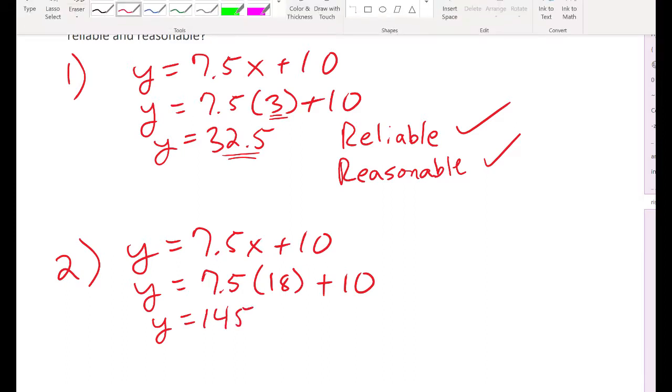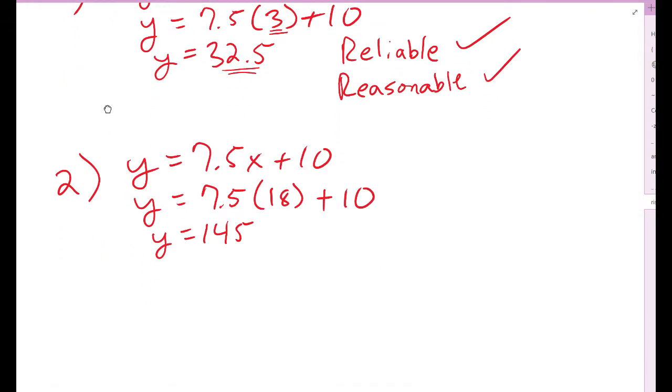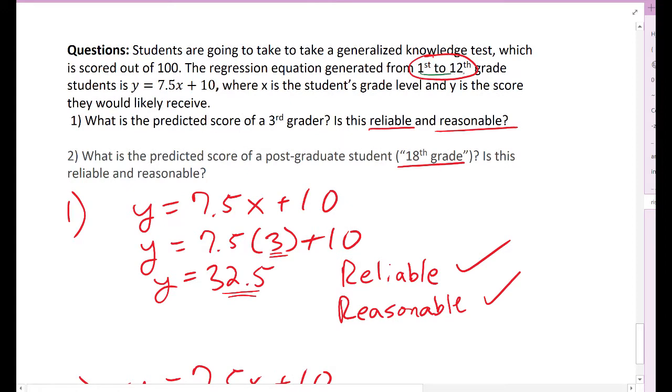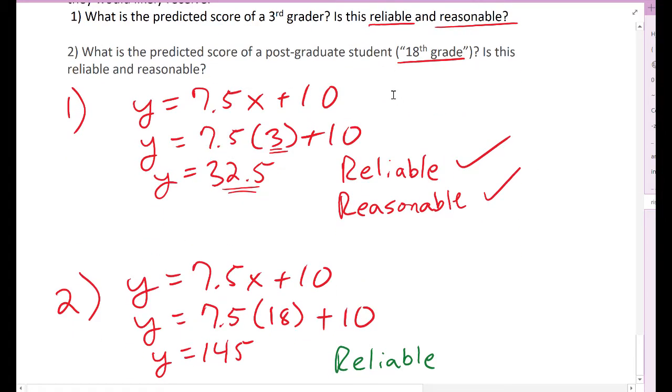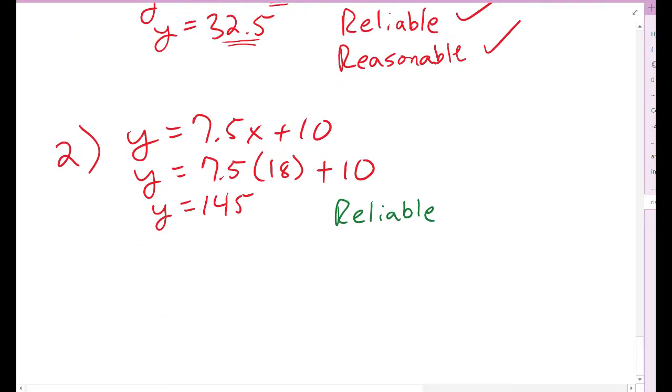Same two questions. This answer we got here, the score of 145: is it reliable? Remember, reliability means, are you plugging in an x value that's between the original data values? Our x's need to go between 1 and 12, but we plugged in an 18. That is outside of our data set, which means we are extrapolating, which means the answer is not reliable because we plugged in a number that's not between 1 and 12.